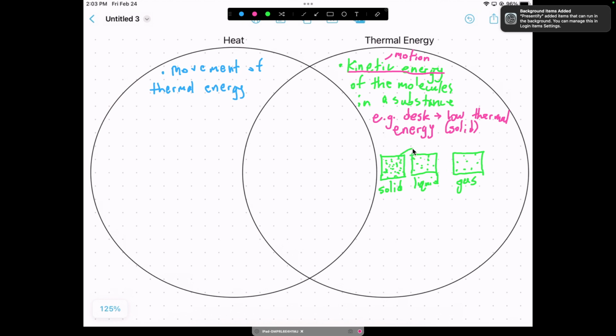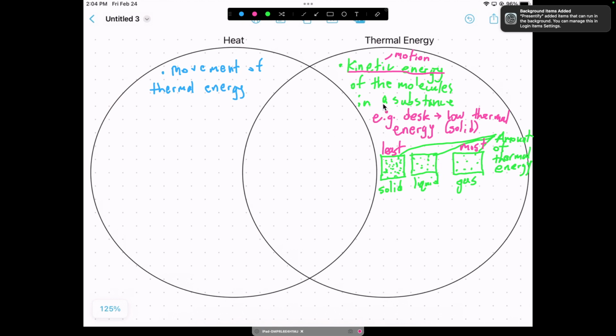So let's think about all three of these in terms of how much thermal energy they have. So I'm going to say amounts of thermal energy. Okay, so here we'd say that the solid has the least thermal energy, but the gas has the most. All right? So that's what we're talking about. How much energy do the molecules have? Again, same number of molecules between solid, liquid, and gas, just different amount of energy. So this is thermal energy.